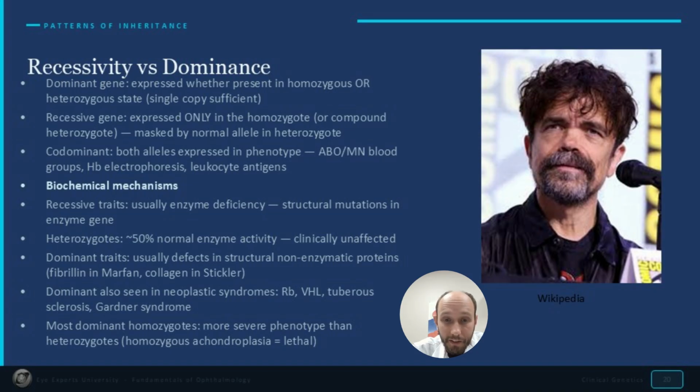Examples are fibrillin in Marfan, collagen in Stickler, and causing cancer through proto-oncogenes. One bad copy is being made, and the fact that it's there is causing problems. Versus recessive genes, where it's just something is missing, and a heterozygote can compensate for it. So Peter Dinklage has achondroplasia. An interesting thing about achondroplasia is the homozygous version is lethal, but if you're a heterozygote, it just causes dwarfism.